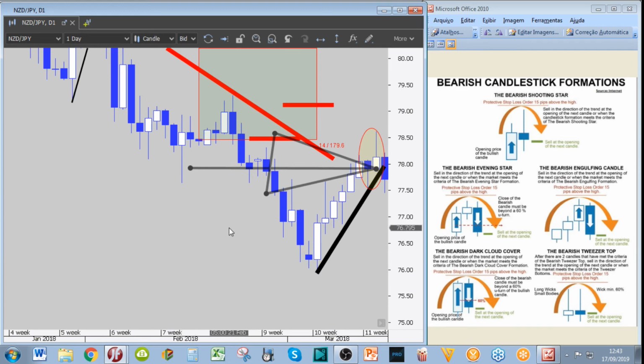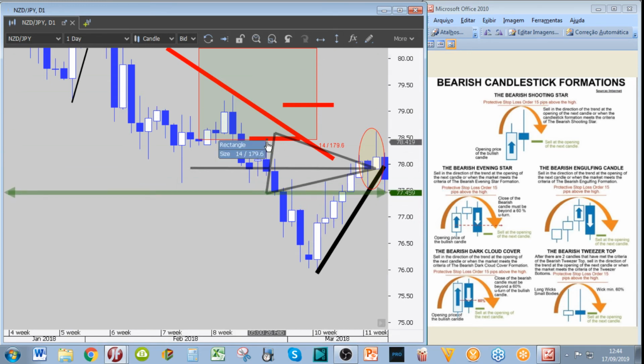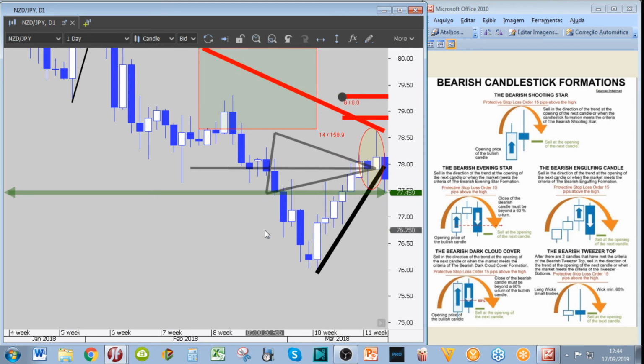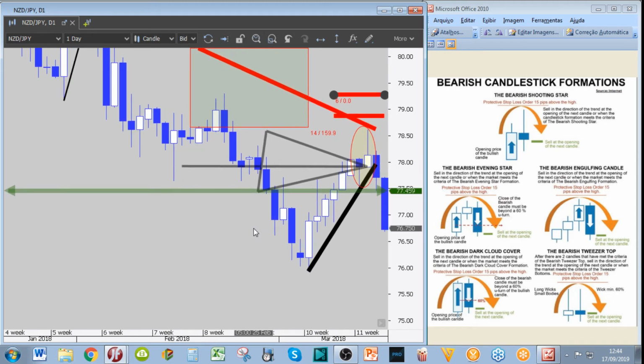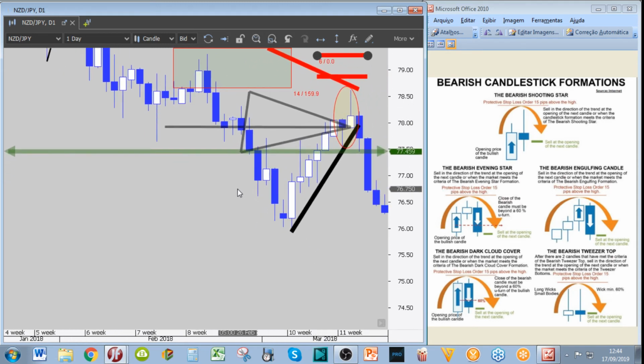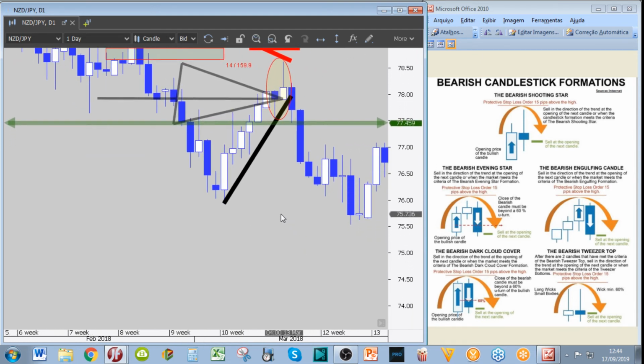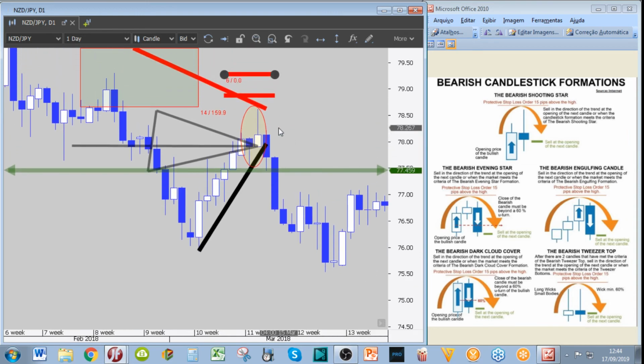Okay, so let's see, let's wait. So we entered in here, closed candle, our stop loss, 15 pips above the candlestick formation, or if this is going to be the new high, 15 pips above the downtrend line. Okay, so let's see the market. What? It's falling, right? Moving sideways, still falling, and of course we need to adjust our downtrend line.